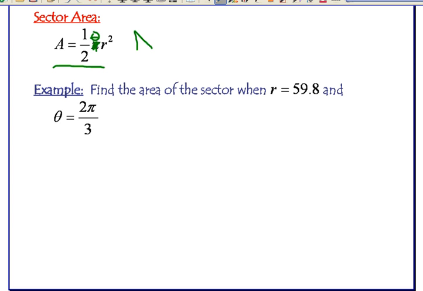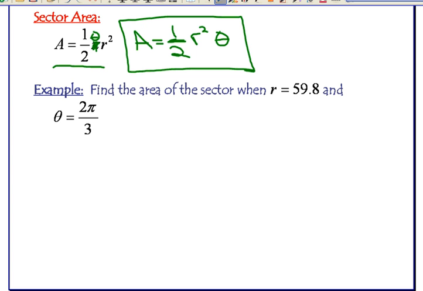So the formula should read: area of a sector is 1/2, excuse me, switch the order, 1/2 r squared theta. So if you want to change that in your sheet, that would be outstanding.